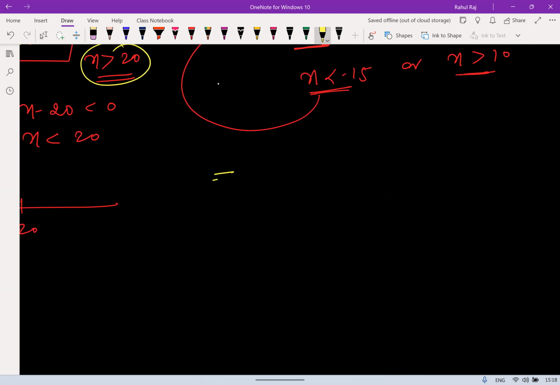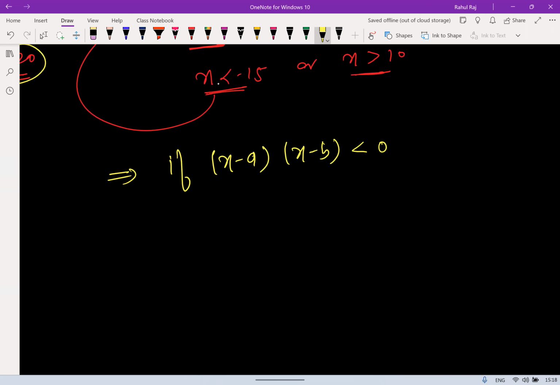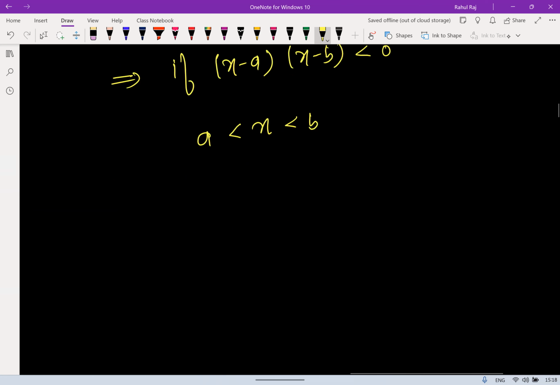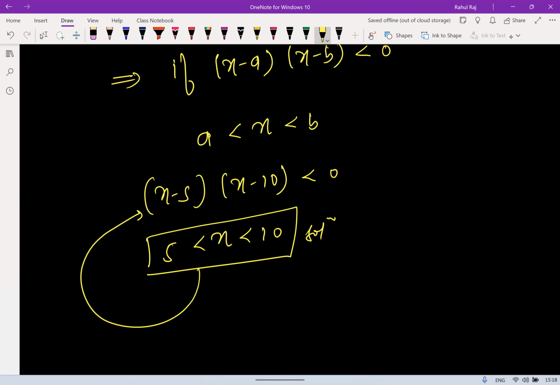So next comes, imagine if x minus A into x minus B is less than 0. What do you mean by this? Can I say x lies between A and B? So imagine if I give you simple logic that x minus 5 into x minus 10 less than 0. Can I say x lies between 5 and 10? Now you don't have to worry at all. This is a solution of an inequality. You just have to put back into the inequality and check whether it is satisfying for all the values, yes or no.